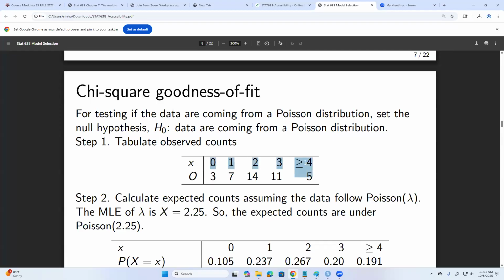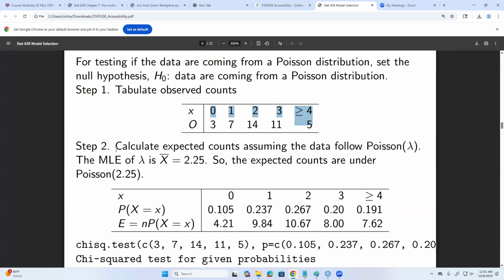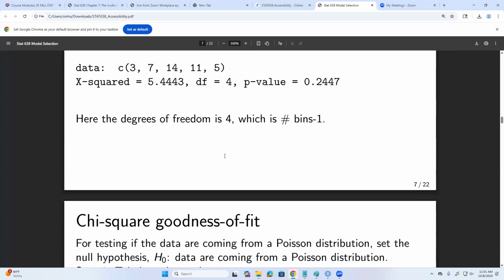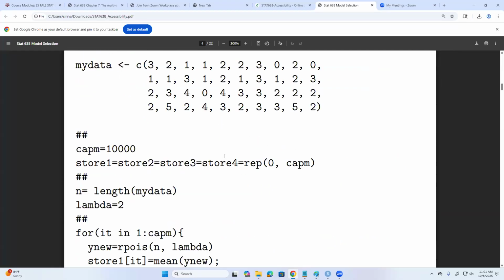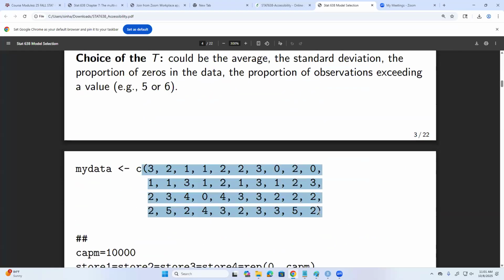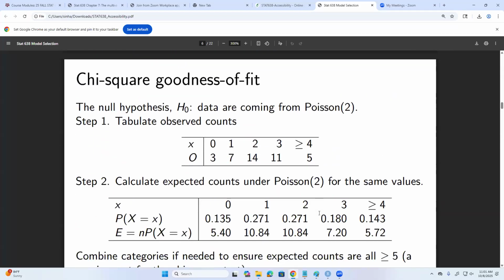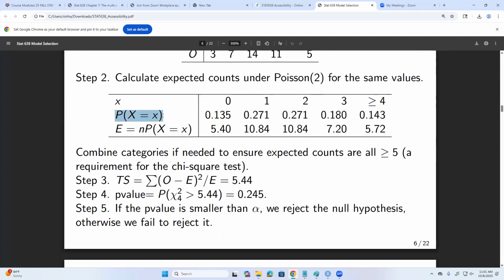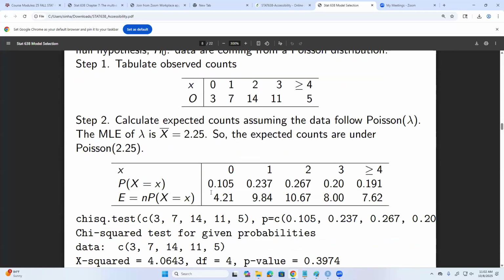I tabulate the values same way as I did, and this time I don't know the value of lambda, but I estimate the lambda assuming data are coming from a Poisson distribution. So the MLE is the sample average, which is 2.25. So 2.25 is the average of these numbers. Okay, and that is the MLE. Under that MLE, I calculate the probability for every category. It is 0.1, 0.105, 0.237, so on and so forth.